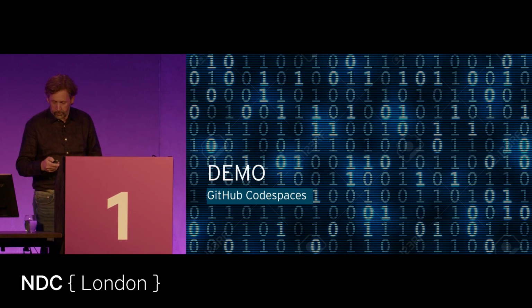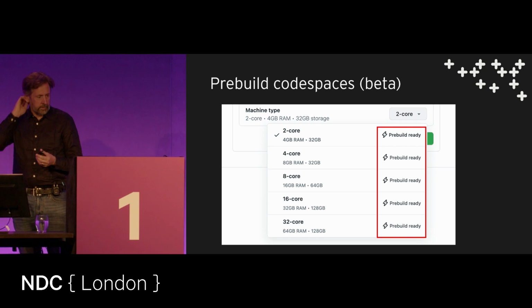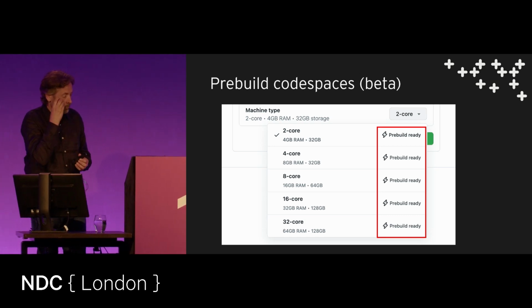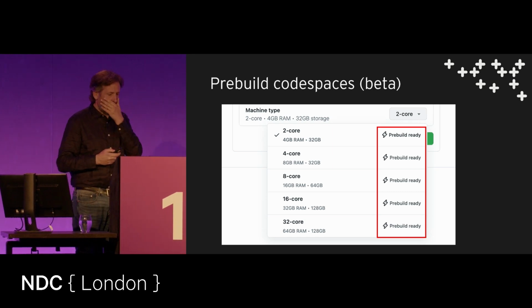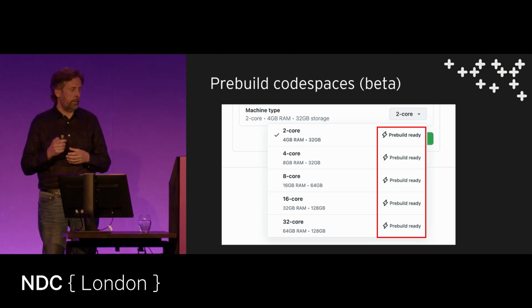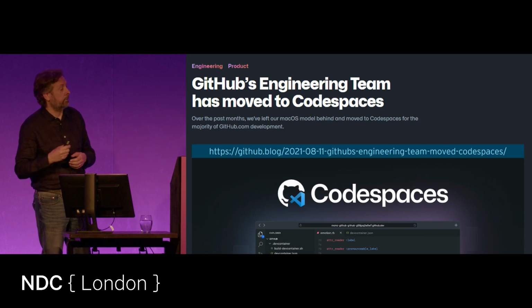So just a few things at the end. One thing that is in beta, and I think it's going to be super cool to use, is what's called pre-build codespaces. And this is something that GitHub built because they had to use it for their own sake. And I'm just going to go 2 slides forward.